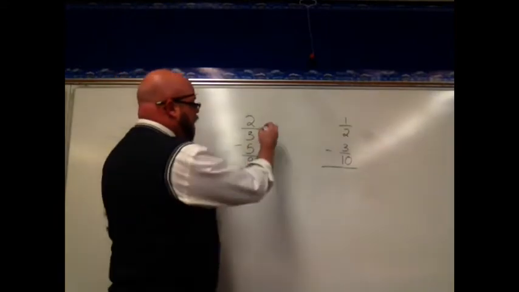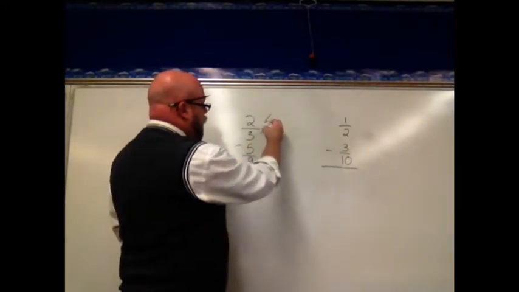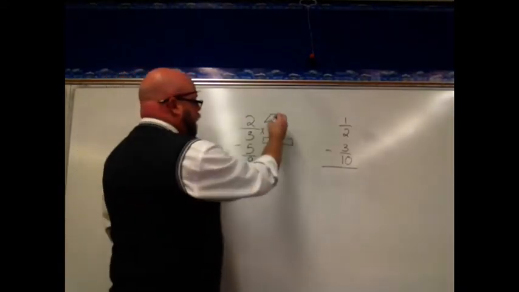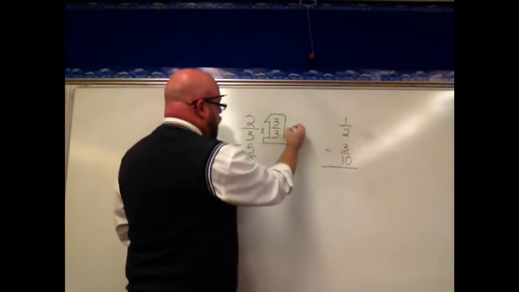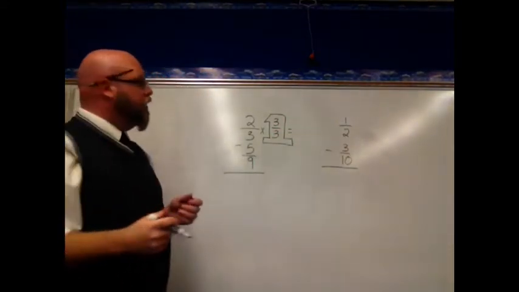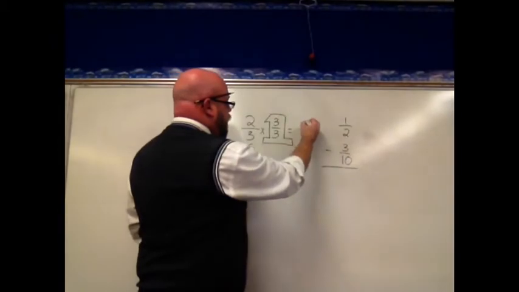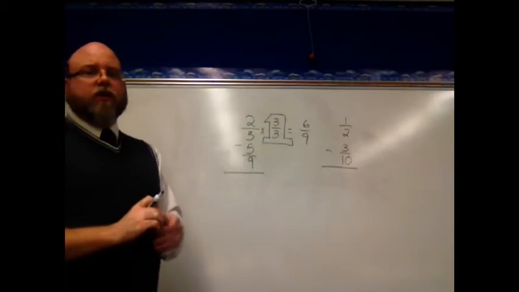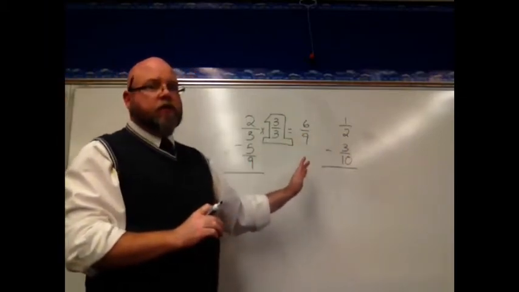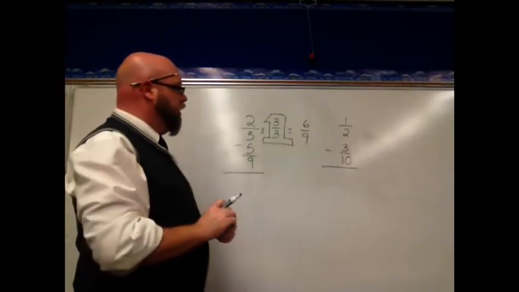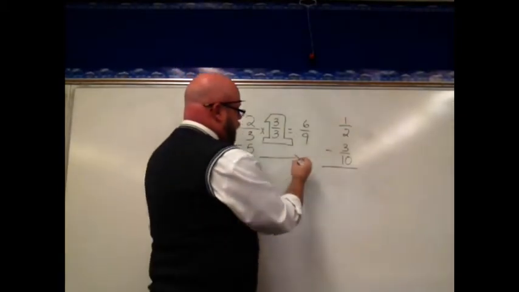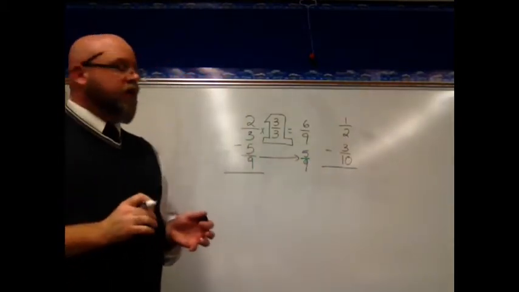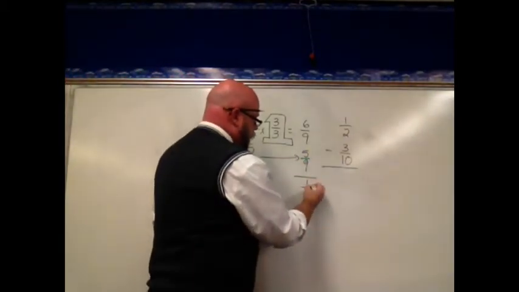So I can multiply 2/3 times a fraction equal to 1, 3 over 3, to get my equivalent fraction. 2 times 3 is 6. 3 times 3 is 9. So 2/3 is equivalent, or equal, to 6/9. I didn't change the value, just changed its name. I can bring 5/9 over. 6/9 minus 5/9 is 1/9.